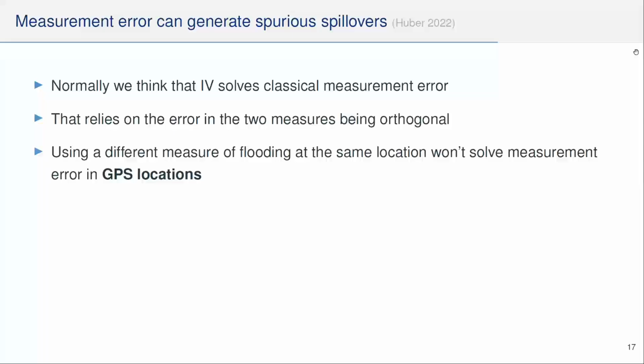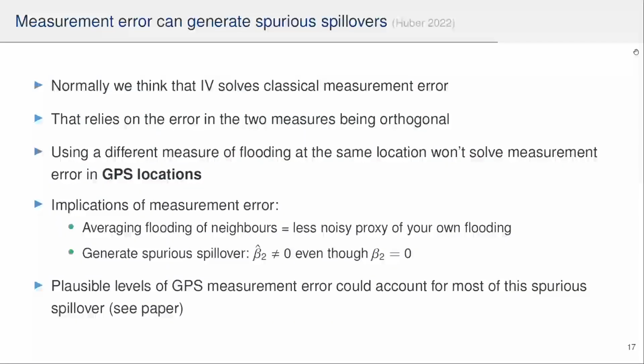So if I don't exactly know where these houses are and I accidentally mislocate them in space, then when I construct my IV using the same GPS coordinates, it's not going to deal with the measurement error. And this can generate spurious spillovers because essentially the average of what's going on around you becomes a better proxy of your own flooding.